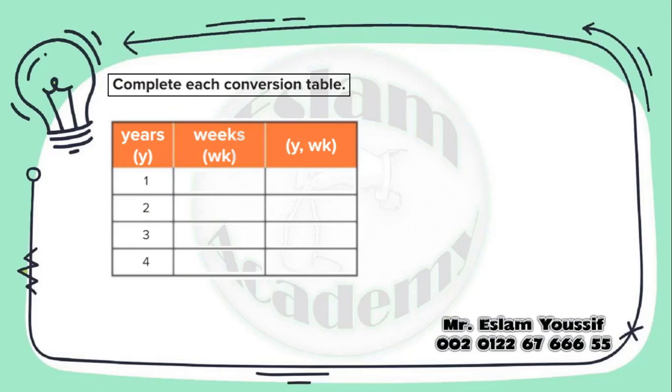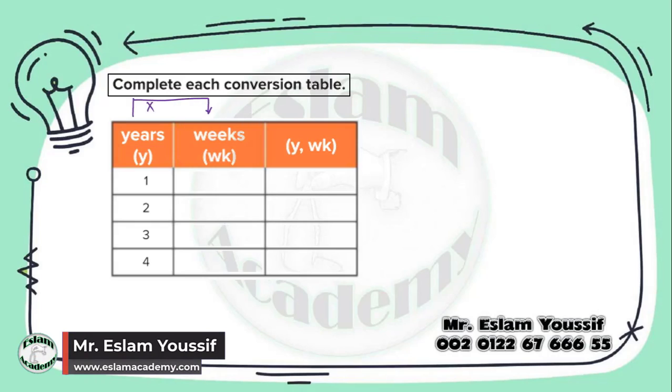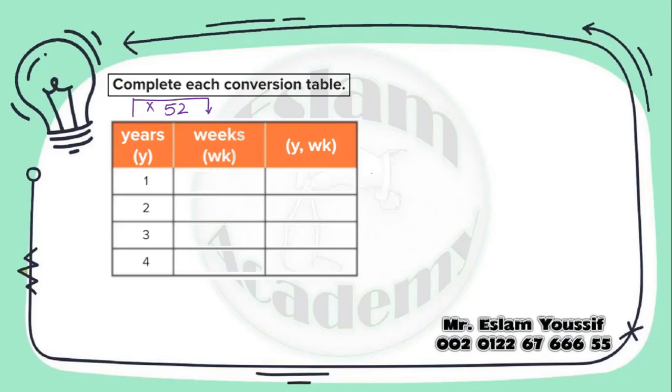In this problem, we need to find the relation between the years and the weeks. As we know, when we convert from the greatest to the smallest, we just multiply. 1 year is equal to 52 weeks, so we just multiply by 52. Now we have 1 year, so we write 1, then multiply it by 52. The answer would be 52. Just write 52 without any change.